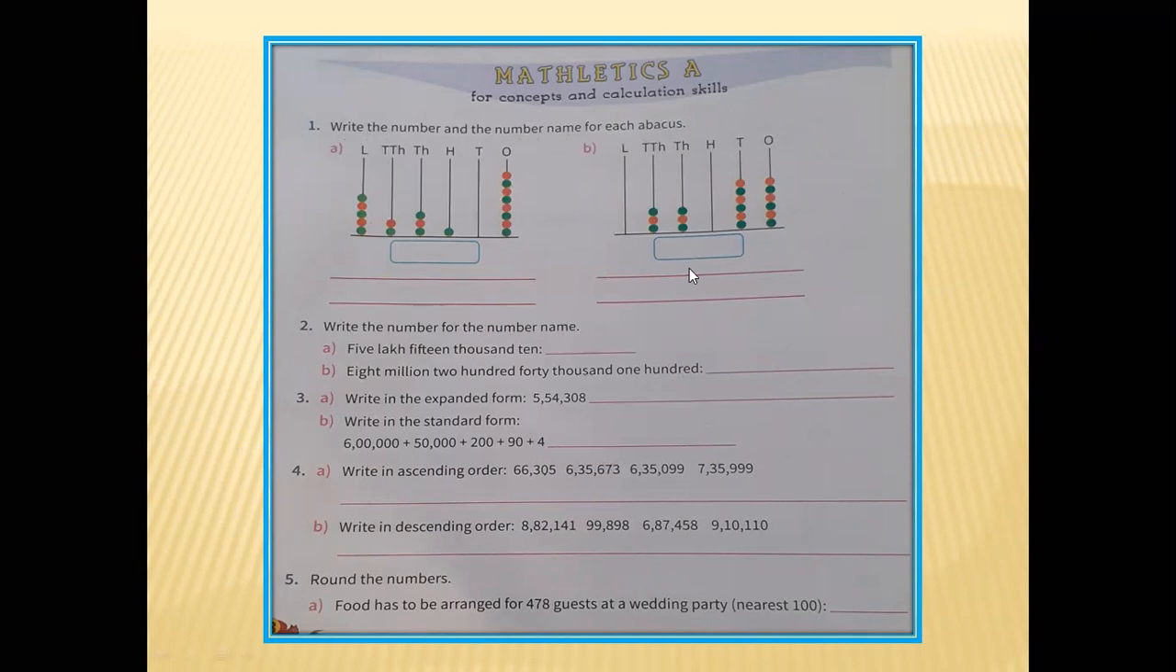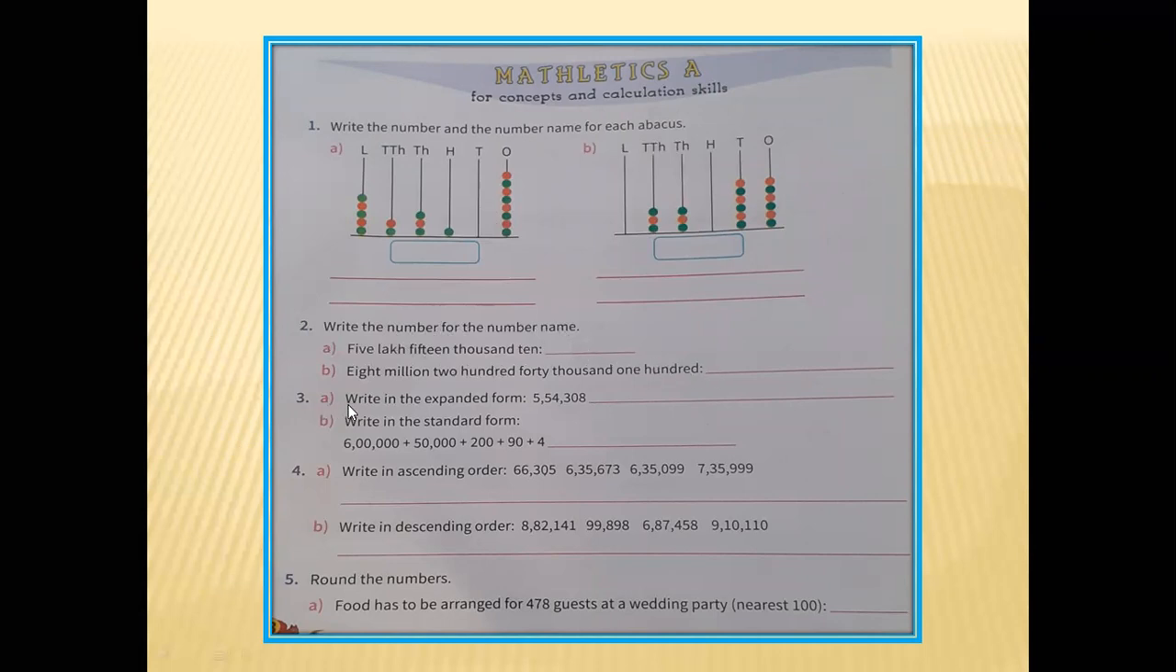Already you have studied about this. Okay, you have to count these beads in this place value and write the number of beads counted in each place. First one. And then second one also you have to write like this, and then you have to write a number name for that number. And then second one, write the number for the number name. Here they have given a number name. For this you have to write the numbers.